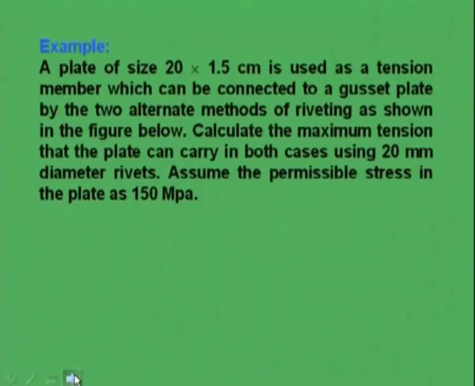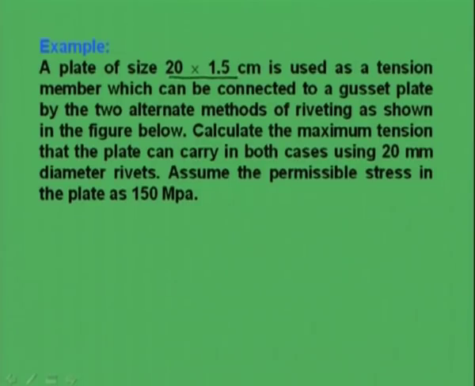Now we will go through some examples through which it will be clear how to find out the net area of the section. So suppose one example here we have, that a plate of size 20 by 1.5 centimeter is used as a tension member, which can be connected to a gusset plate by the two alternative methods of riveting as shown in the figure below. So I am going to draw the figure now. Now calculate the maximum tension that the plate can carry in both cases using 20 mm diameter rivets, assuming the permissible stress in the plate as 150 MPa.